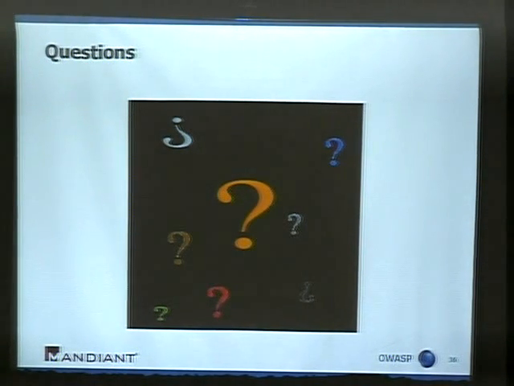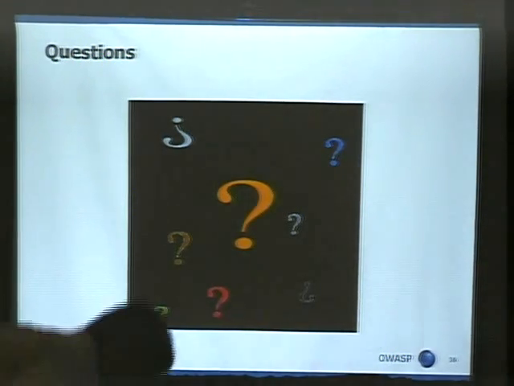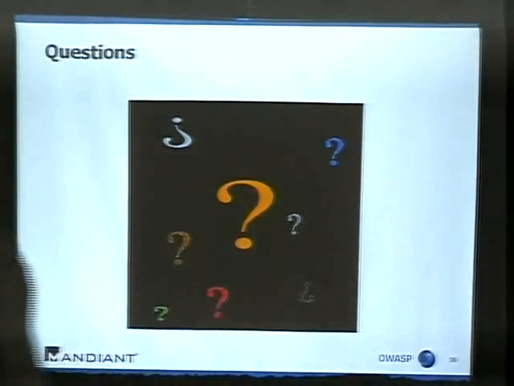All right, any questions? Yes. One question is, I've run across some people that are using what they call double-sided error pages. Have you guys seen any problems with that?